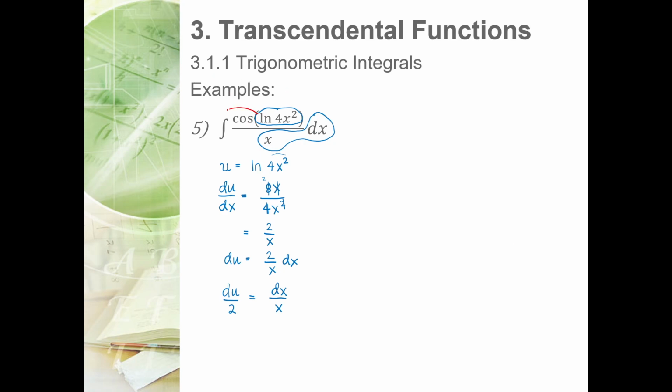Again, if we want to track our u sub, this one is our u parameter, and this one is our du parameter. So this becomes the integral of cosine u. So dx over x, that will be times du over 2. Notice that our equation has now become simpler. We have achieved the objective of the u sub technique. So this is 1 half integral of cosine u du. Again, you can just factor out the constant and deal with the constant later on with the final answer.